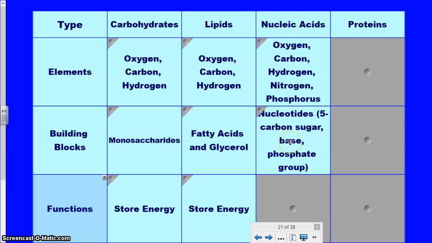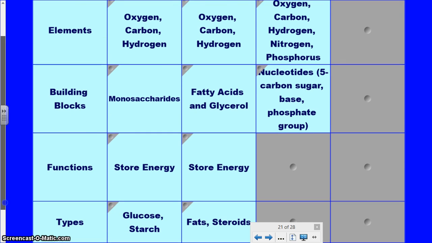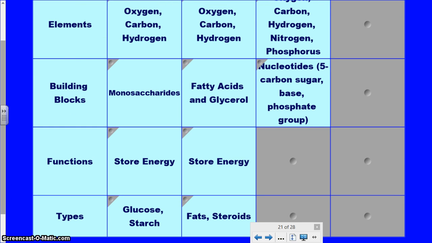All right, their building blocks are called nucleotides, and nucleotides consist of a 5-carbon sugar, a base, and a phosphate group. So the 5-carbon sugar and the phosphate group make up the sides, and then the base makes up the steps of the ladder itself. If you can visualize the DNA, and that stuff we will be talking about more in depth when we get to our unit on DNA, probably December.